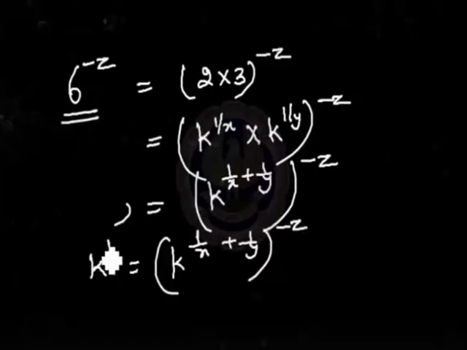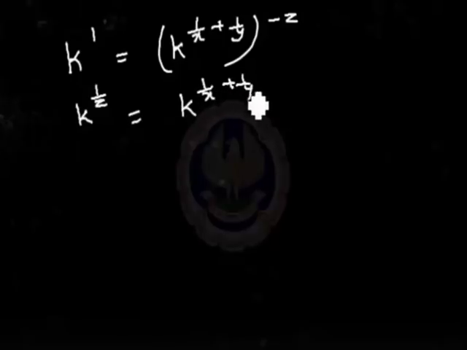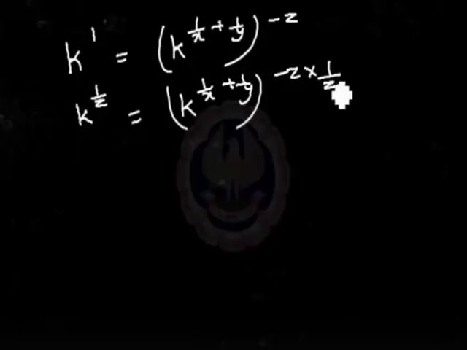Agreed? Right? Now if I take the zth root on both the sides, what will I be left with? k to the power 1 by z is equal to k to the power 1 by x plus 1 by y whole to the power minus 1. Right? I'll just write this step again. What we got is k to the power 1 is equal to k to the power 1 by x plus 1 by y whole to the power minus z. Right? So what I'm doing is taking the zth power on both the sides. So what I will get is k to the power 1 by z is equal to k to the power 1 by x plus 1 by y whole to the power minus z into 1 by z.